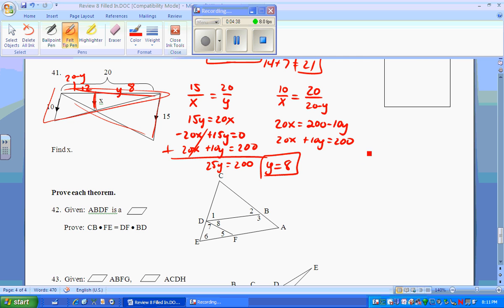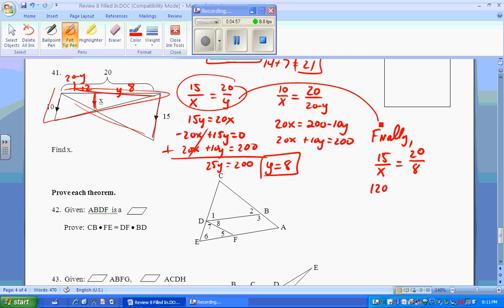So then you can set up, finally, that 15 is to x as 20 is to 8. And I plugged it back into this thing over here. So 120 is equal to 20x. So x ends up equaling 6 for our answer.